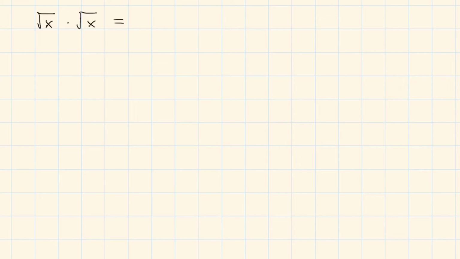All right, what we're going to do is consider root x times root x. The purpose of this is we're going to try to figure out what exponent would lead to a square root. So that's our purpose of looking at this.